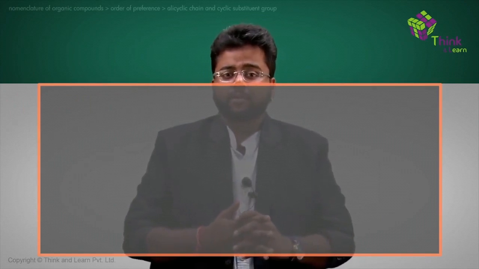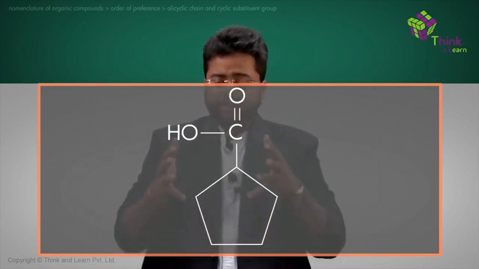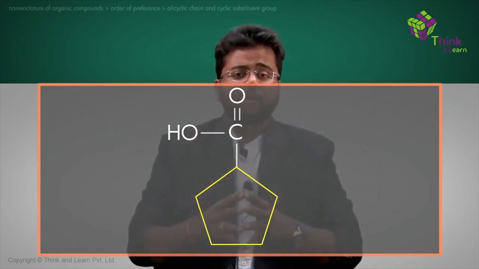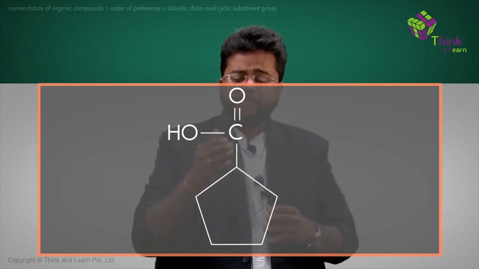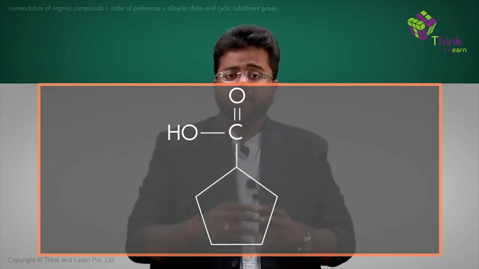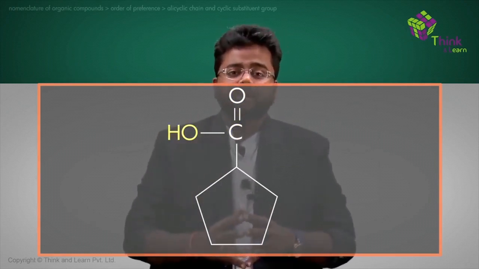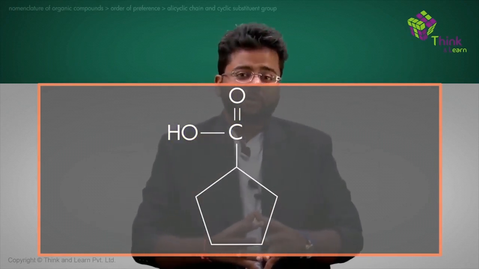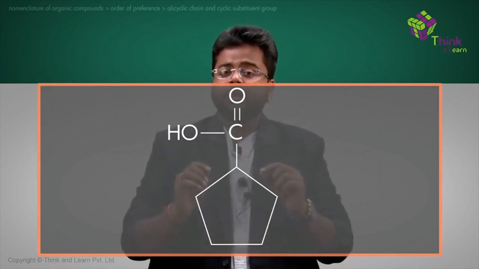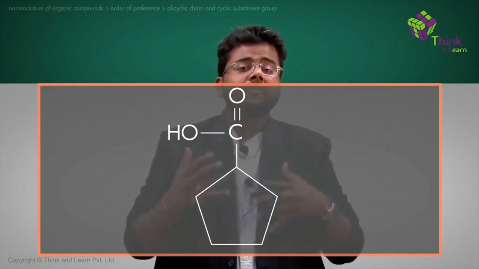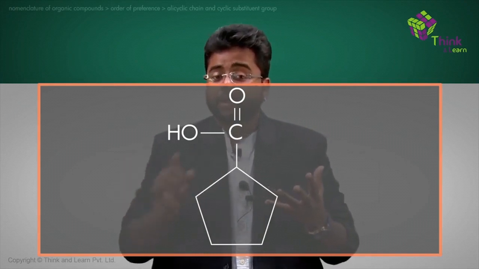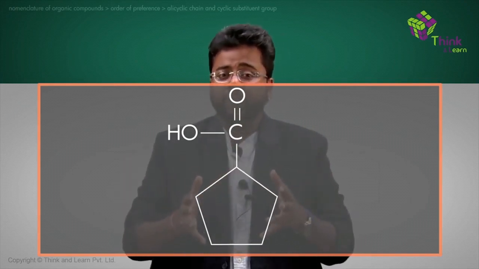What do you say? Let's take an example. Now, if I have a pentane ring over here, which is a cyclopentane ring, and I have C double bond O, and I have OH. Now, how would you name this compound? If it would have been a benzene ring, then the name would have been pretty easy. That we'll see in the next segment. But right now, how do you name this compound over here?